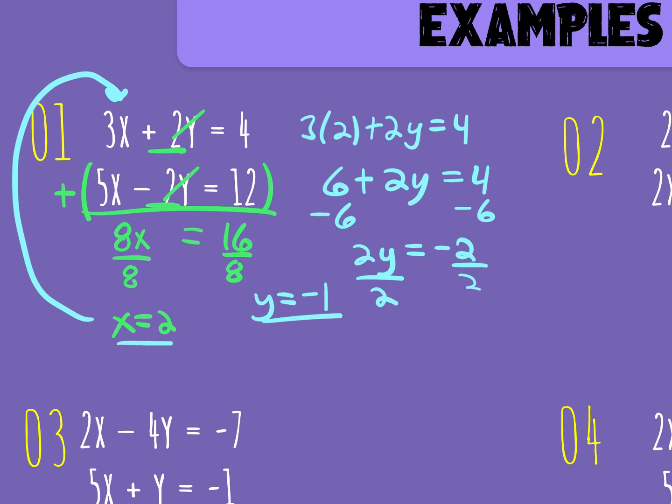How do we write our final answer? Nice, an ordered pair, 2 comma negative 1. So this is our final answer. All right, pretty easy.